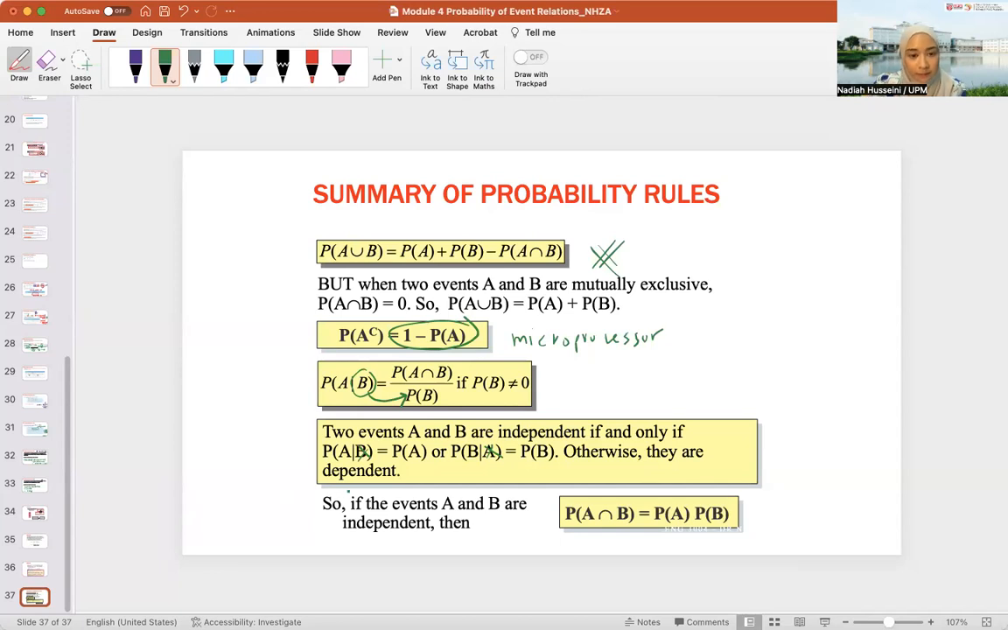Otherwise, they are dependent. So if the events A and B are independent, then probability of A and B is probability of A multiplied by probability of B. Okay, so that is the end of this module.